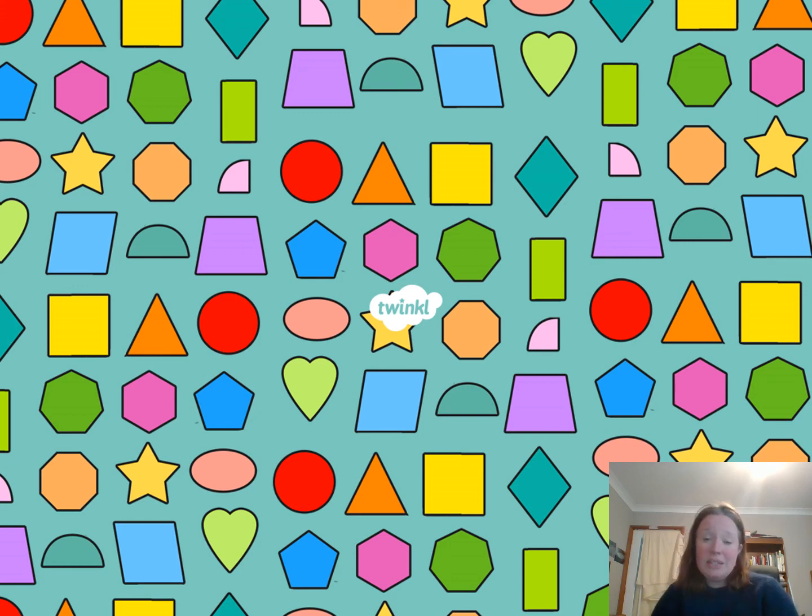If you'd like to, there's an extension task, which is to work through some multiplication and division work with thinking about shape as well.